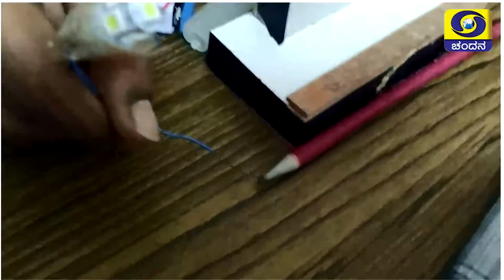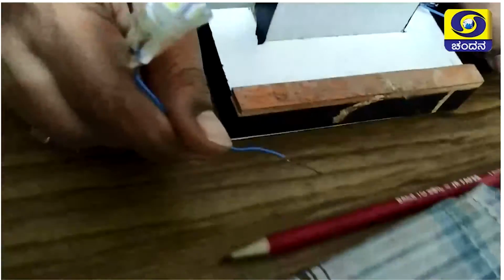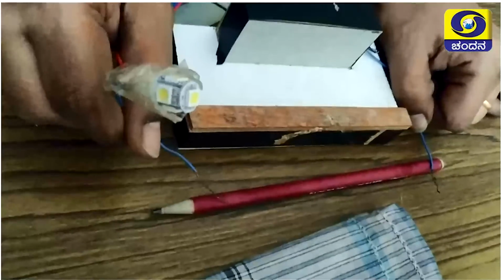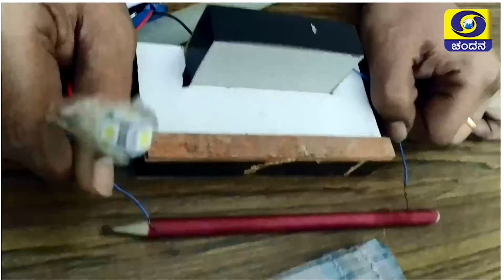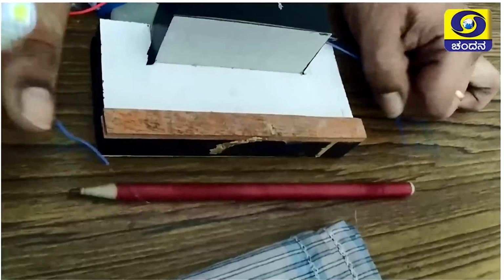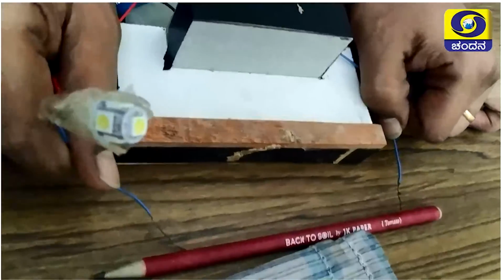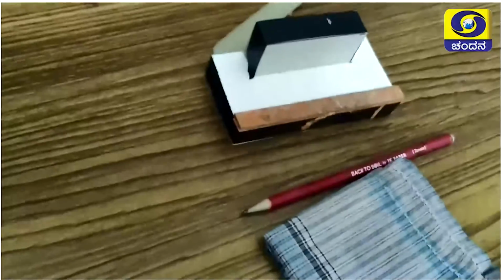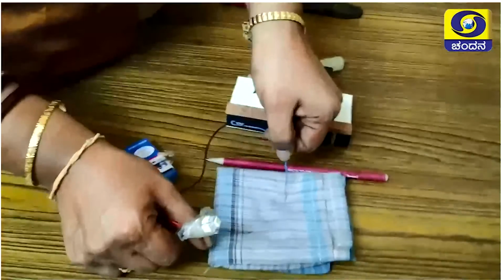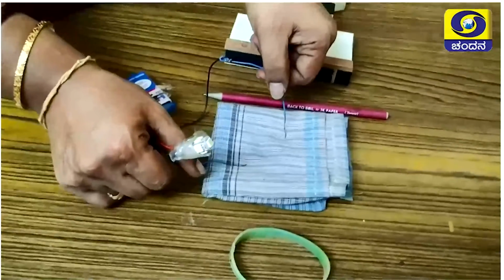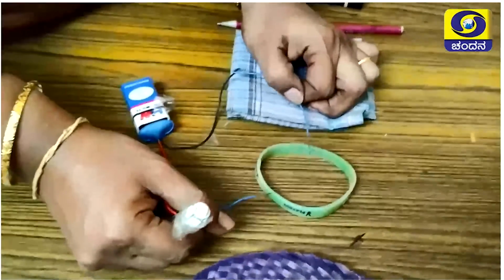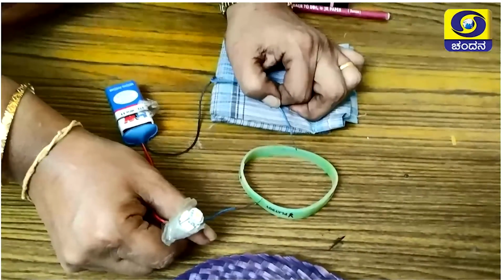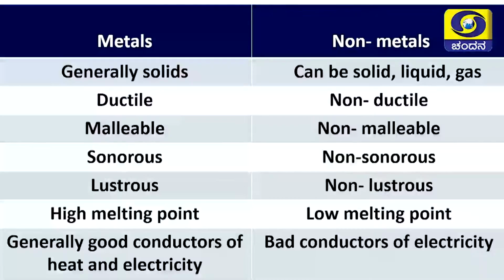Now we are going to check the pencil. Look at this one, children. The lead is a non-metal but a conductor. But here, it is inside the wood. So when we test this one, it is not conducting because of the wood. Wood is a non-conductor. Now madam is checking the cloth, a handkerchief. The bulb is not glowing now. It is a bad conductor. The rubber is also a non-conductor.